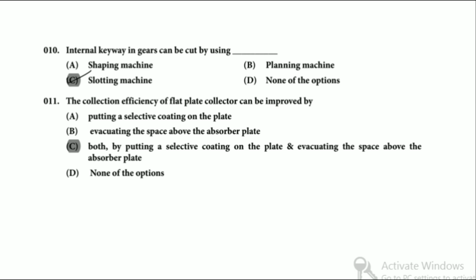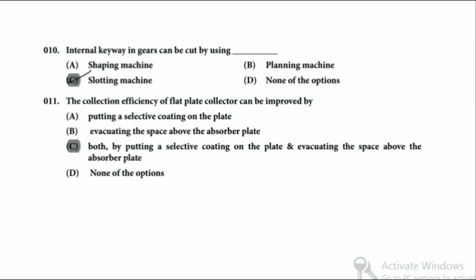Question number 11. The collection efficiency of a flat plate collector can be improved by. If you know the theory of the flat plate collector, then you can get the idea that a flat plate collector is used for water heating purposes, right? And there is extensive research on that. If you work on the glazing area, then you can improve the collector efficiency, right? So if you see the options, then option A is putting a selective coating on the plate, so it is available, right? In that way you can improve the efficiency.